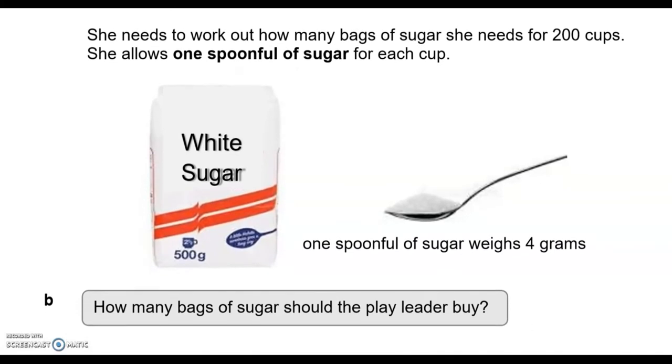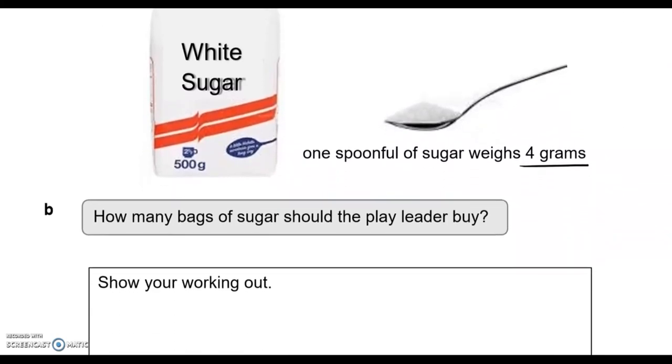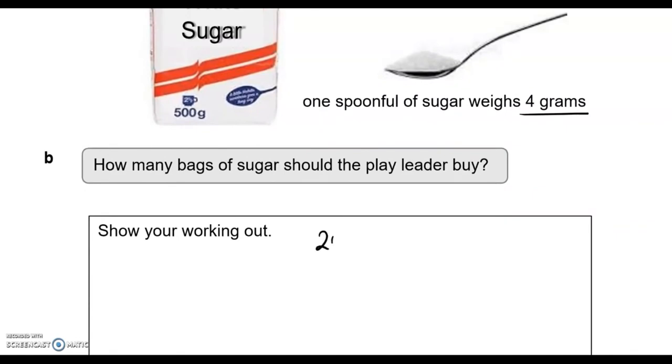She needs to work out how many bags of sugar she needs for 200 cups. She allows 1 spoonful of sugar for each cup. So 1 spoonful of sugar weighs 4 grams. How many bags of sugar should the play leader buy? So 200 cups. So 200 times 4. That gives us 800 grams.